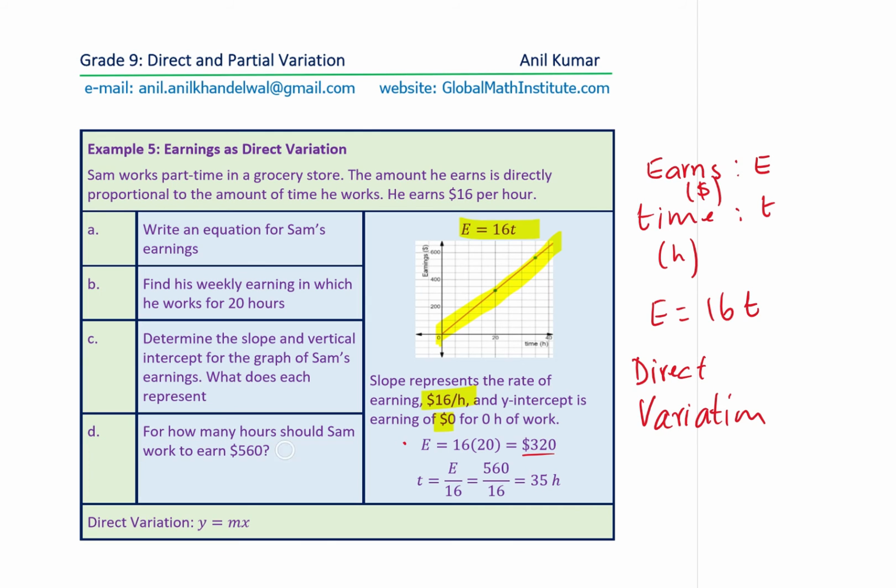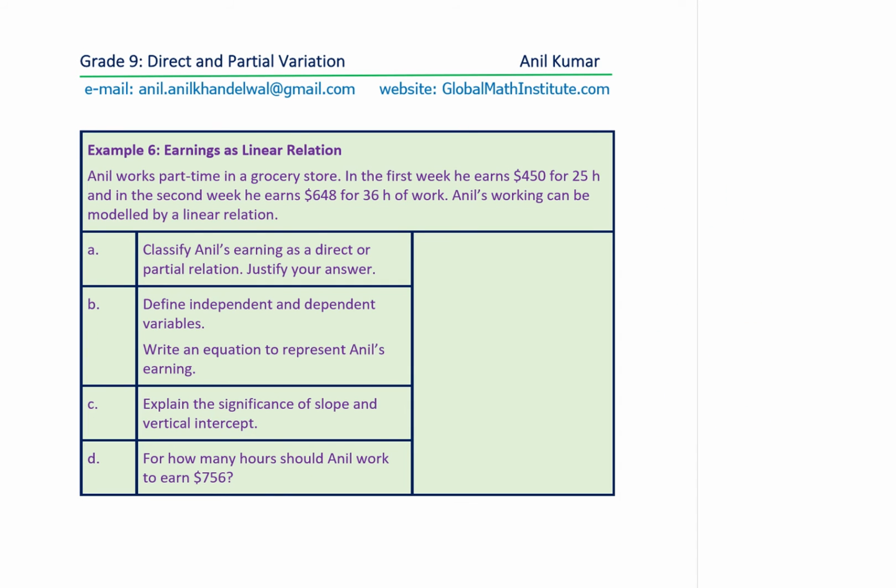For how many hours should Sam work to earn $560? Well, divide 560 by 16 to get the time, which comes out to 35 hours, and that is how you're going to solve it. So it's a direct variation case. Now here is the next example.